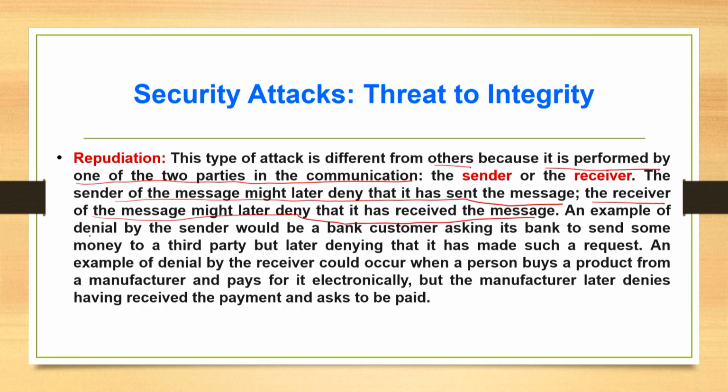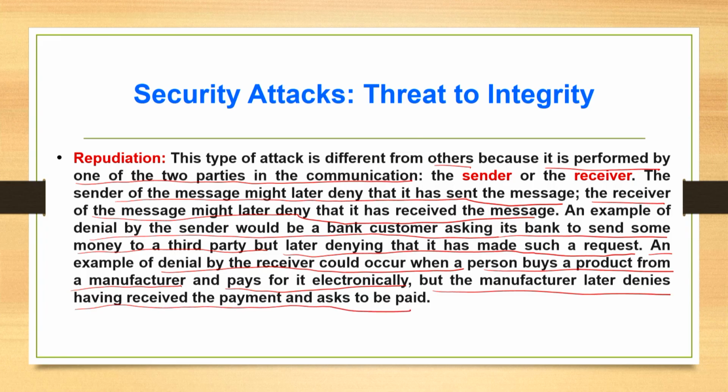For example, denial by the sender would be a bank customer asking its bank to send some money to a third party, but later denying that it has made such a request. Another example, denial by the receiver could occur when a person buys a product from a manufacturer and pays for it electronically, but the manufacturer later denies having received the payment and asks to be paid. So, this type of threat is called repudiation.